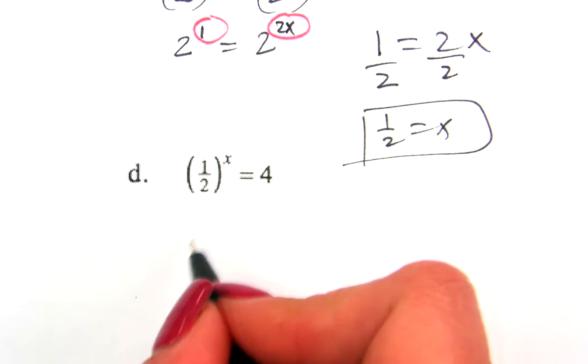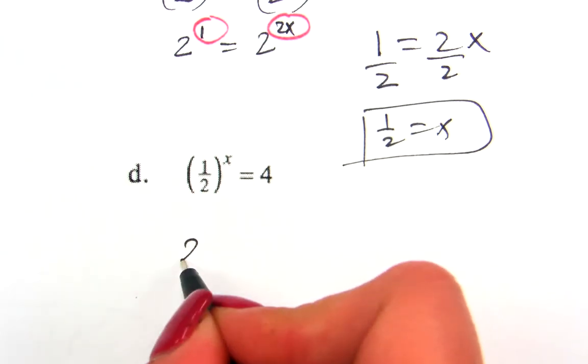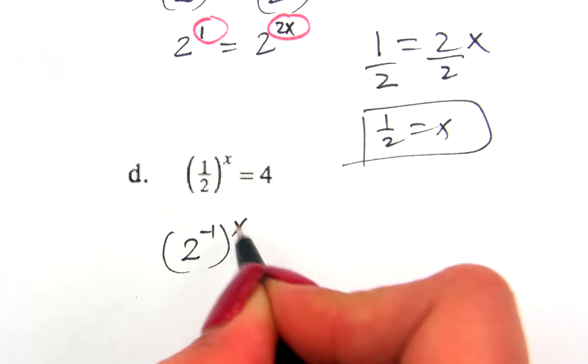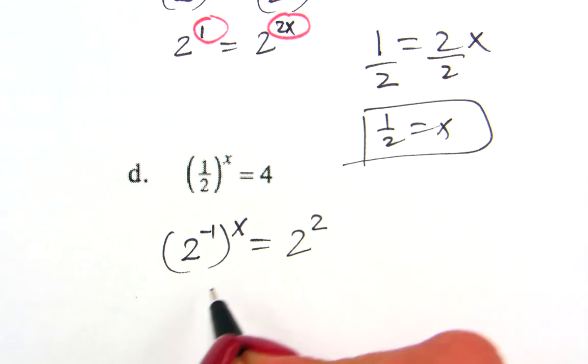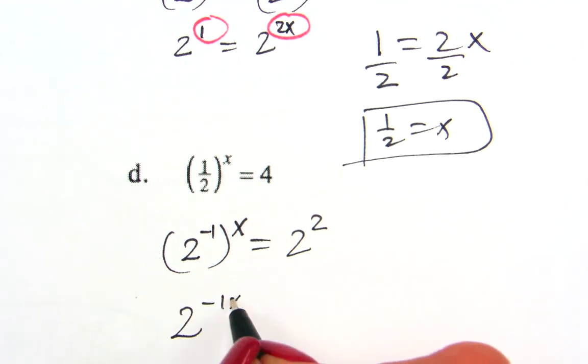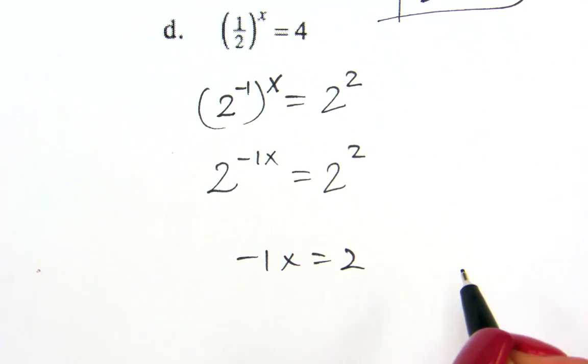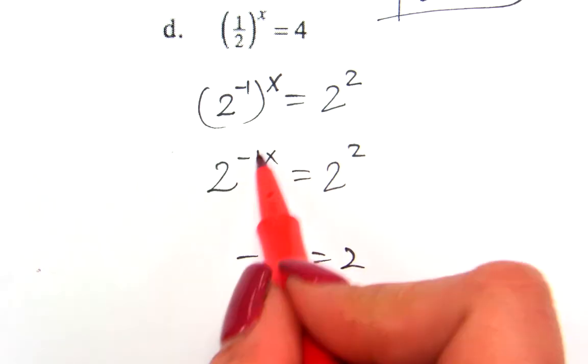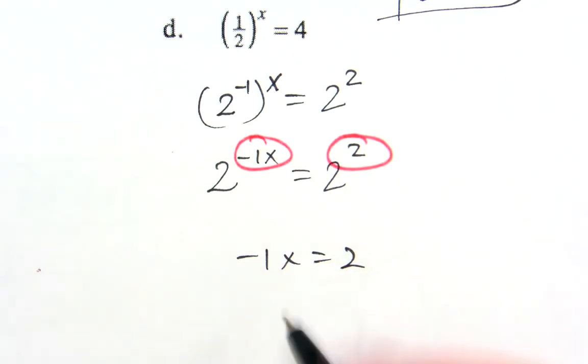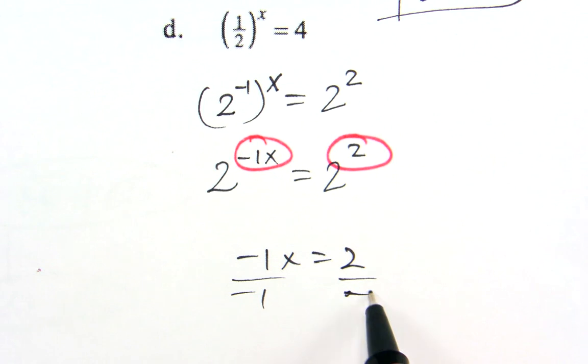Part D. Okay, 1/2 is the same as 2 to the negative 1, and then x, 2 squared. And then, yeah, that didn't really change. Negative 1x is equal to 2. These parts are the same. So divided by negative 1, x is equal to negative 2.